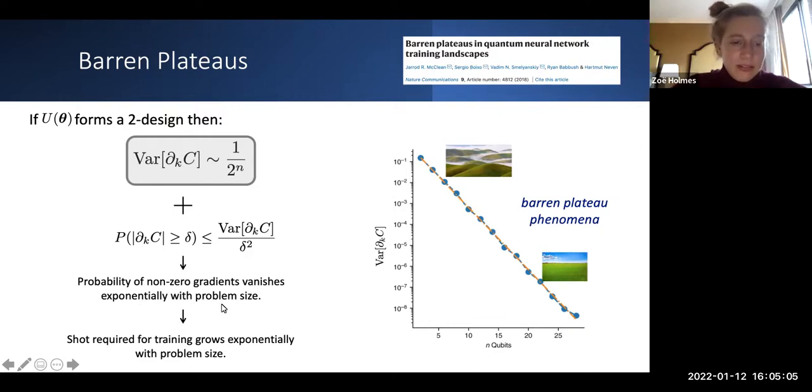And if you have exponentially vanishing gradients, you're going to need an exponential number of shots in order to do your training. So for small scale problems, your cost landscape might be sufficiently featured to enable training, but for large scale problems, your landscape is going to become overwhelmingly flat. And this is known as the barren plateau phenomenon.